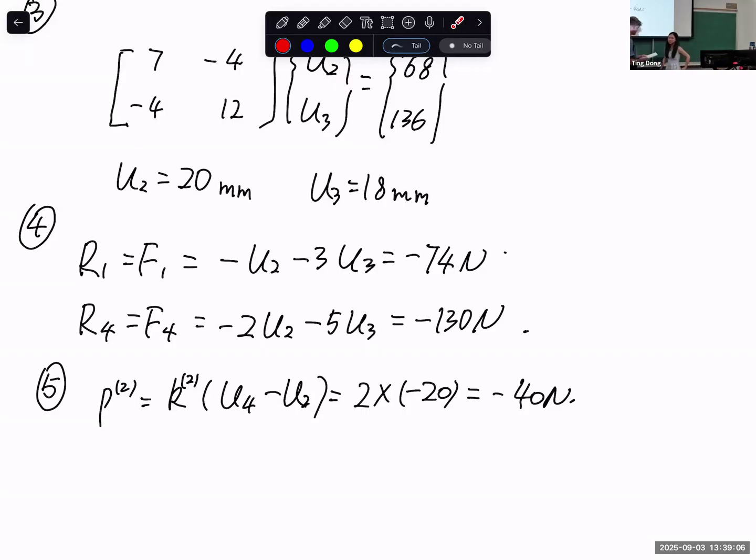You're welcome. I'm still confused about where the coefficients are coming from. So you have this one times this one equal to F1, right? It's -1 times U2 plus -3 times U3. And so this is -1, -3. The same thing here, this one times this one equal to F4. So these two are 0, doesn't matter. It's -2 times U2, -5 times U3. I got you. Thank you. You're welcome.